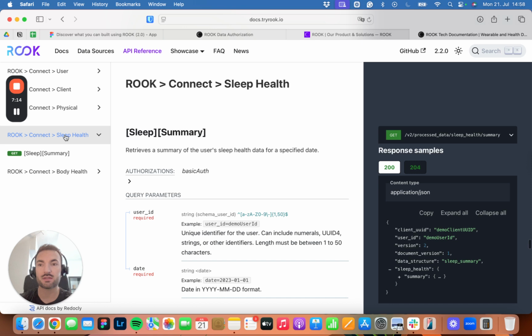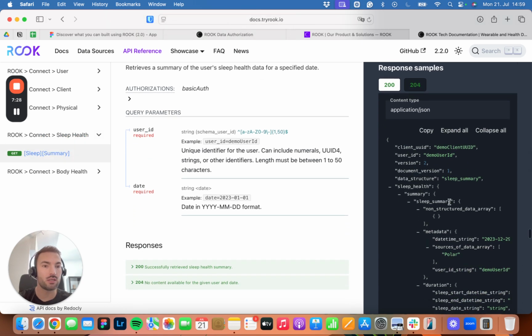Now in the second pillar, the sleep health pillar, what we're looking at here is the sleep data. As you can see, there's only sleep summary because we only get a summary at the end of the night's sleep. So there are no events during the night's sleep. But then again, client ID, user ID, version has to be 2. Document version, always make sure to have that updated. This is sleep summary data.